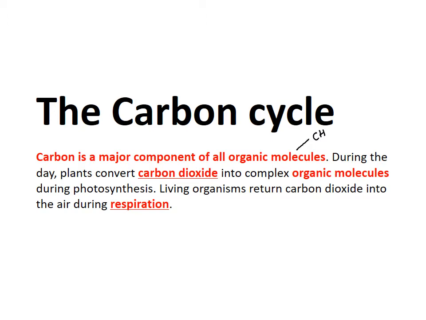So things like carbohydrates, for example glucose, we know they've got carbon to hydrogen bonds in. We know proteins that are made of amino acids have carbon to hydrogen in. We know triglycerides, which are a type of lipid, also have carbon to hydrogen in. So these are all organic molecules.